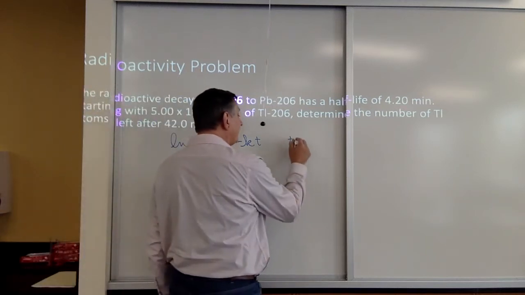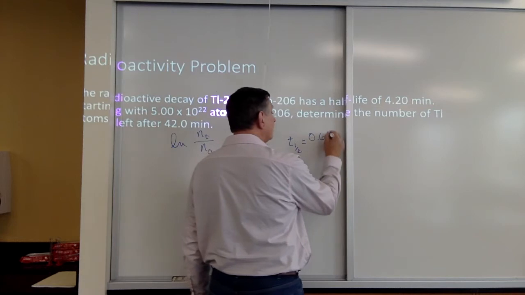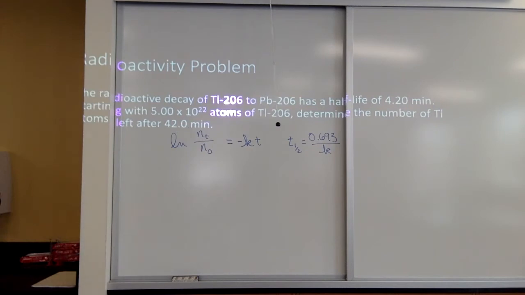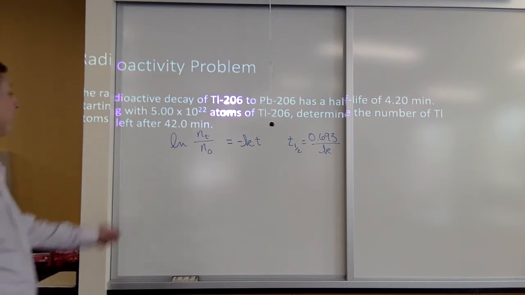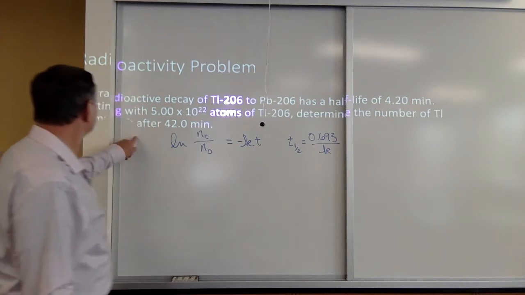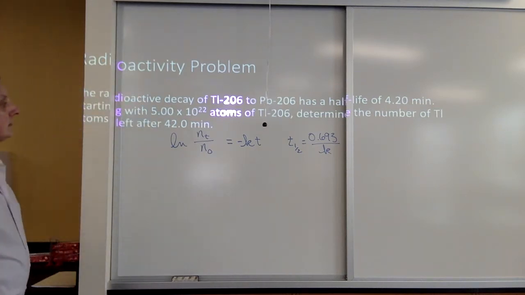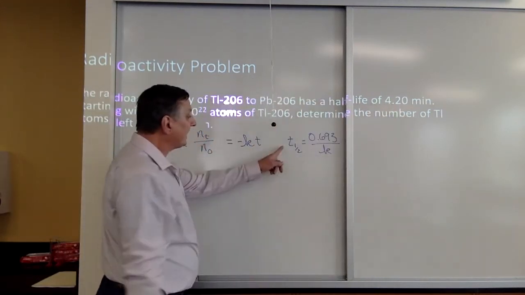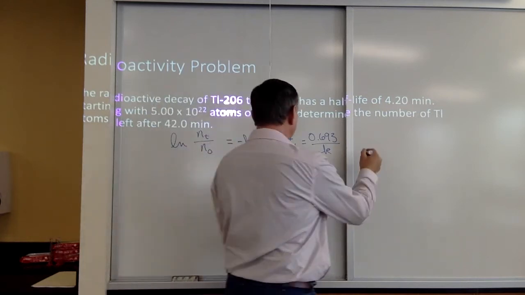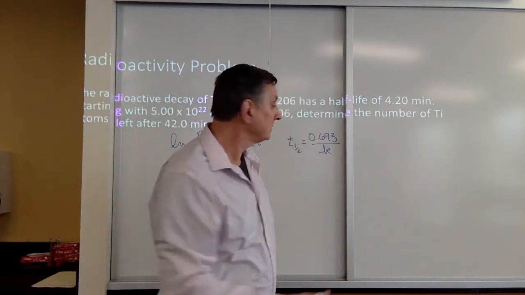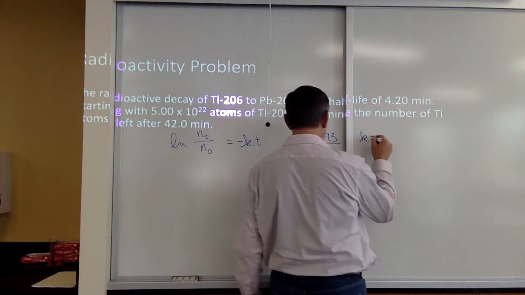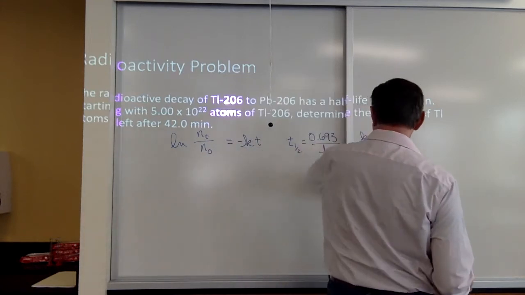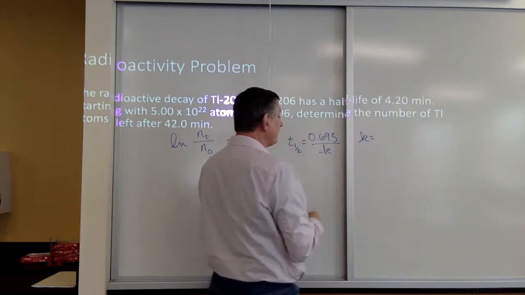We also know that the half-life is this for a first order reaction. It has a half-life of 4.20 minutes. So if we know the half-life, we can find k. I'm going to do that right here: 0.693, rearranging this equation to solve for k.